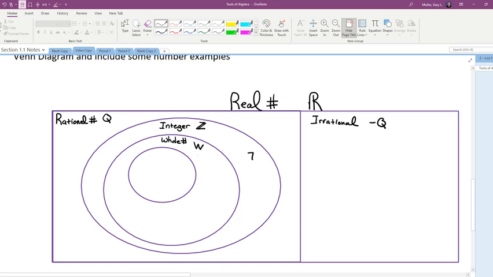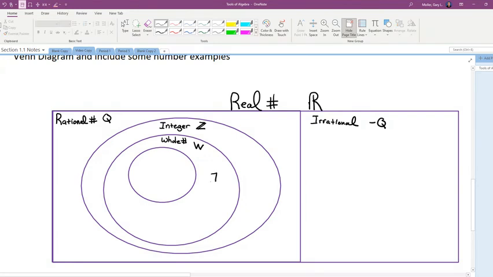Well, let's go all the way down. Actually, let me start over. 7 is a real number, which is why it's in the whole box. 7 can also be considered a rational number, 7 over 1, which is why it's on the left side. 7 is an integer. That's why it's inside the Z. But 7 is also a whole number, so not only should it be inside the Z, it should be inside the W. So we'll move 7 here.